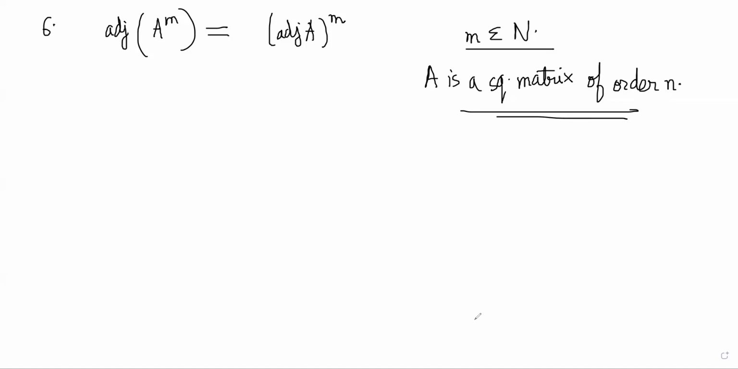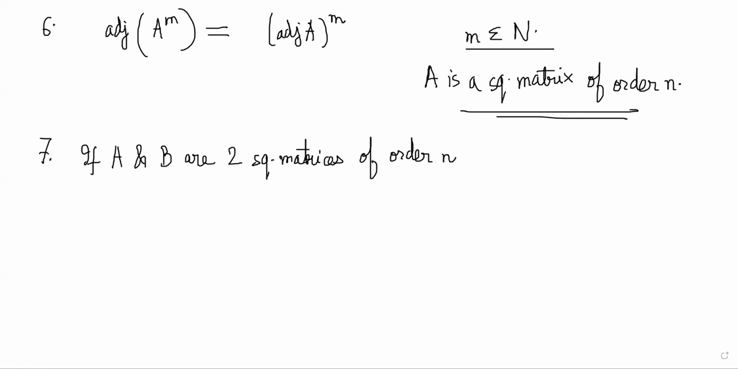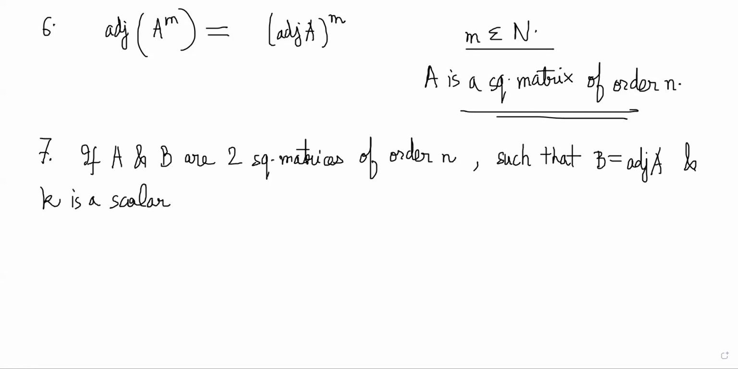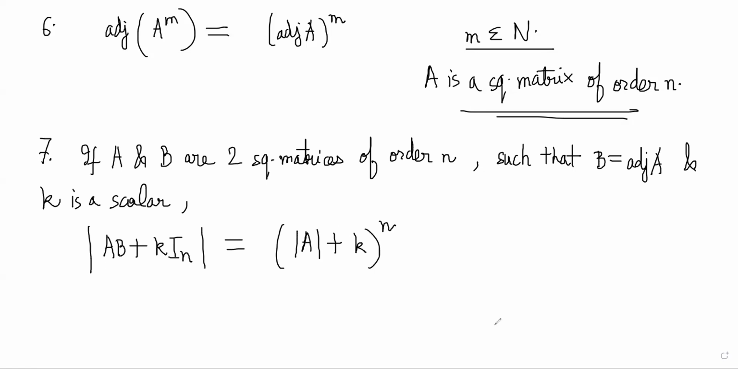The next one is this one. If A and B are two square matrices of order n, such that B is equal to adjoint of A and K is a scalar, then det of AB plus K times In is same as det of A plus K whole power n. We need to prove this.